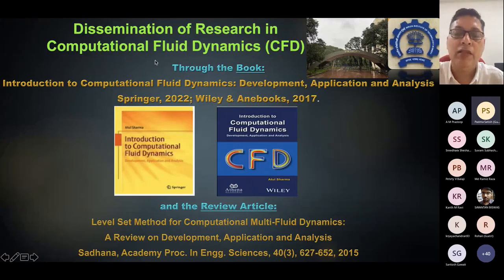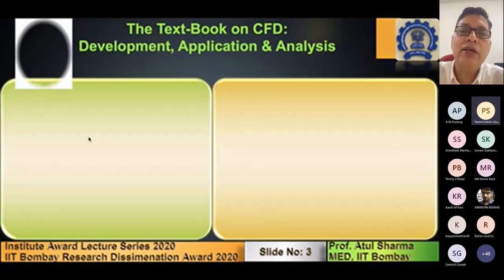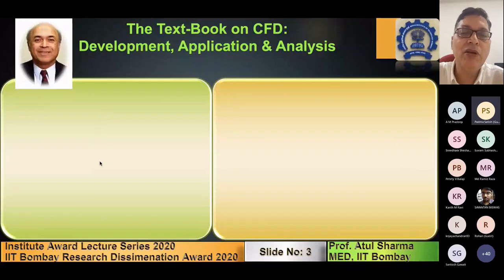award. This award is primarily for the book that was published, originally the international edition by Wiley and the low-priced paperback edition by AnyBooks, New Delhi. And recently this book has come up with a new version. It's already online in Springer. I'll start with the motivation of writing this textbook.